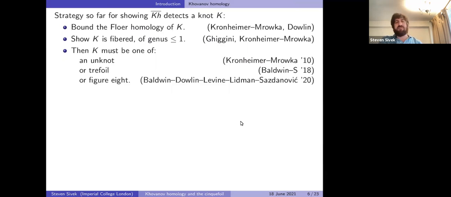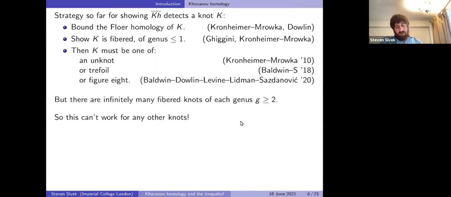But that's sort of the end of this strategy because we're out of fibered genus 1 knots or genus 0 knots. So you might say, well, I could at least try and do the first steps down the Floer homology of a given knot, show that it's fibered and maybe the genus is bigger than that. But the problem is that for genus 2 and any higher genus than that, there are infinitely many fibered knots. So this strategy is kind of hopeless, at least as I've stated it here.